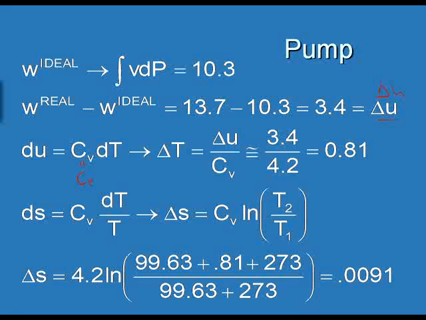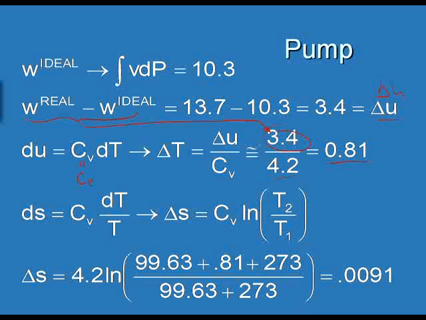This is the difference between the real and the ideal. That's the work that goes to friction, that excess work that goes to friction, which will end up increasing the temperature. And if we take that excess work and divide by the CP or the CV, we get 0.81. It would be the rise in temperature across the pump approximately.